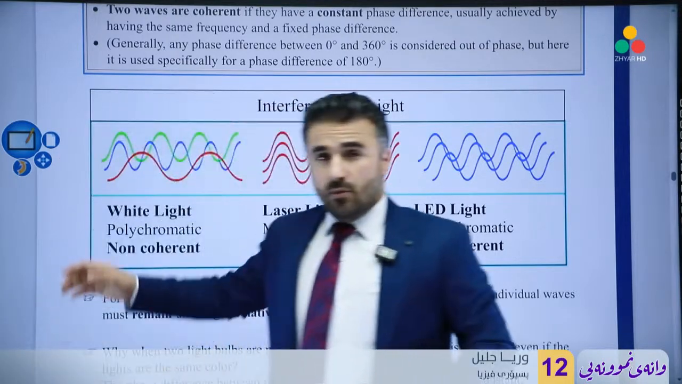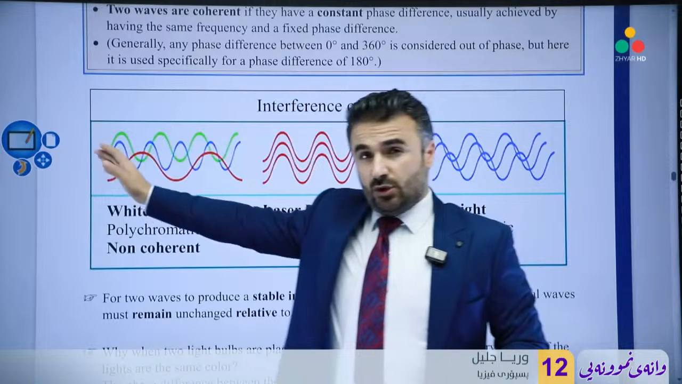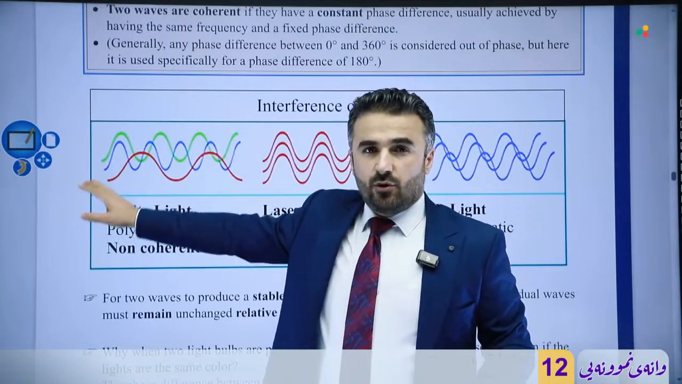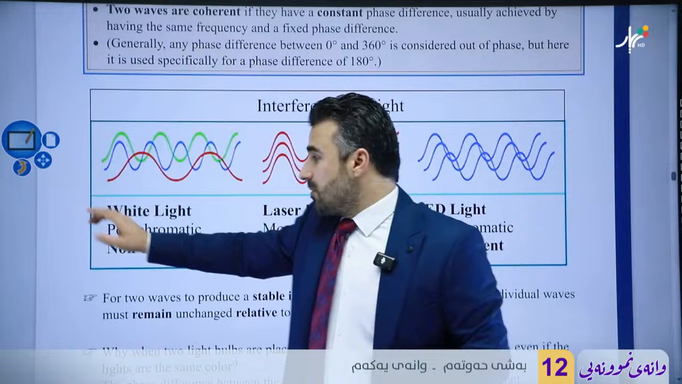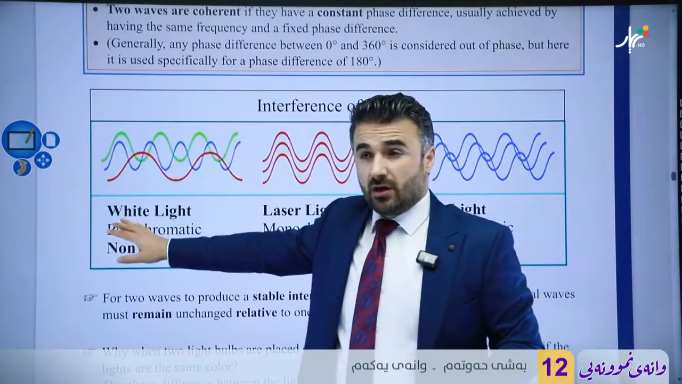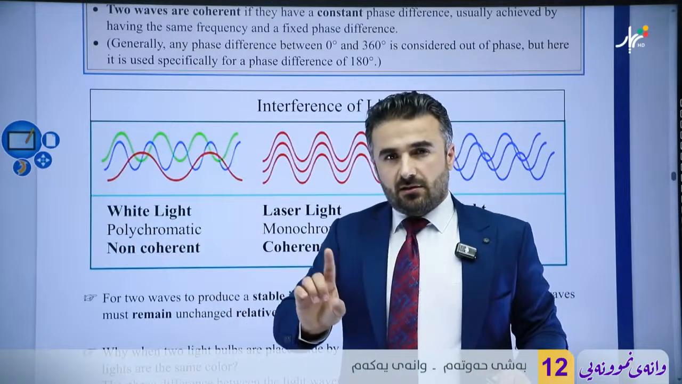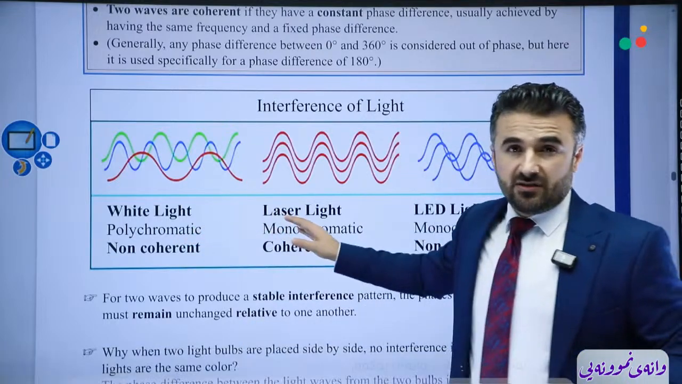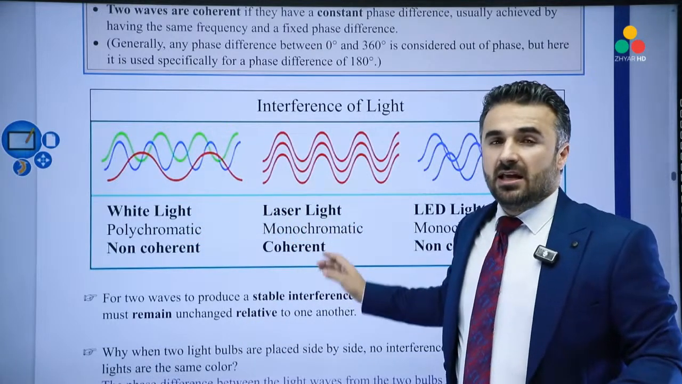If it is polychromatic, like white light, we have a bunch of colors, multiple wavelengths, so of course not coherent, okay? So remember this, no coherence for this one. If it is laser light, single color, single wavelength, we have a constant phase difference, so this can be called coherence.